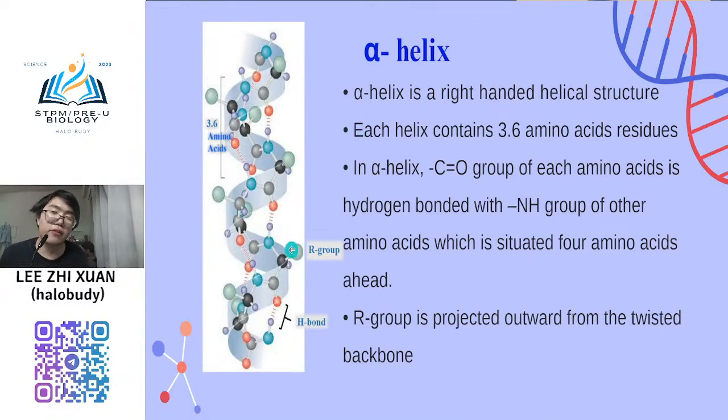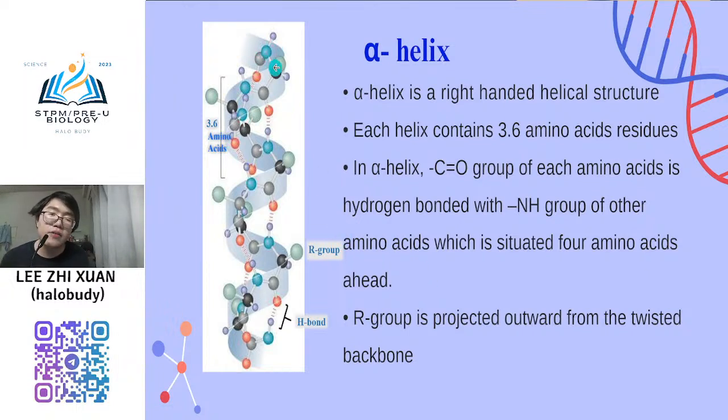So this one is the alpha helix structure. It is a right-handed helical structure, and each helix contains 3.6 amino acid residues on average. Normally the C double bond O group of each amino acid is hydrogen bonded with the NH group, meaning the amino group, of another amino acid which is situated 4 amino acids away.